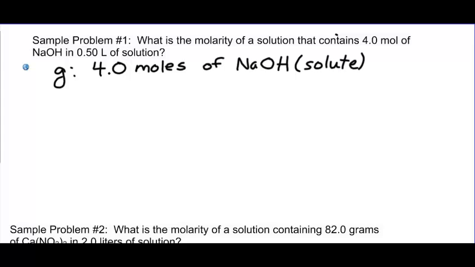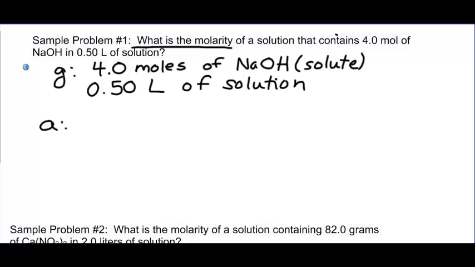That's what we're dissolving. We're also given 0.50 liters of solution. I don't see any other numbers in the problem. If there are no other numbers, you write down what they want to know. What are they asking you for? What's the question? The question comes right in the beginning. What is the molarity? So they're asking us for molarity.